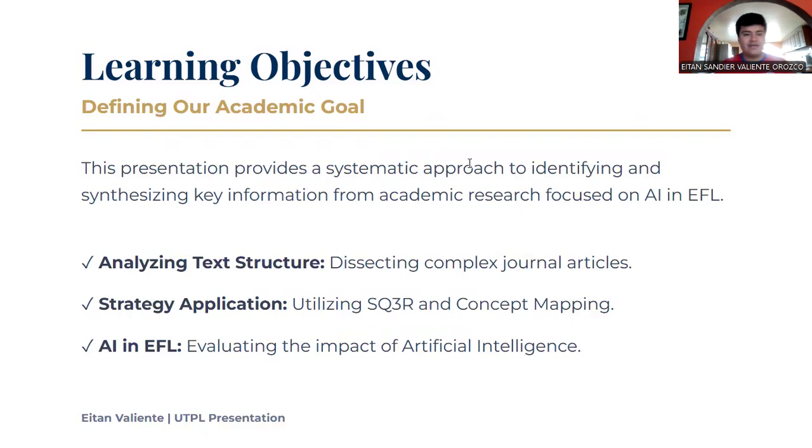Okay, first of all, learning objectives. We are going to define your academic goal. What is the learning objective? The presentation provides a systematic approach to identify and synthesize key information. Academic research focus on AI in EFL. Analyze text structures, decode complex journal articles, strategy application, and EFL study. So these are the 3 points in the learning objectives. But we are going to focus on SQ3R and concept mapping because they are going to be very important to strategy application about analyzing AI in EFL.